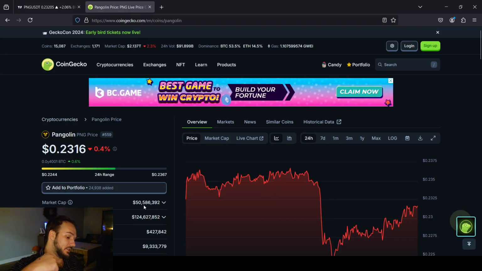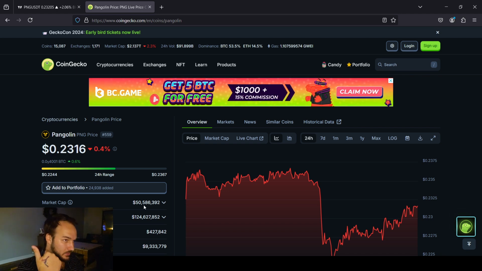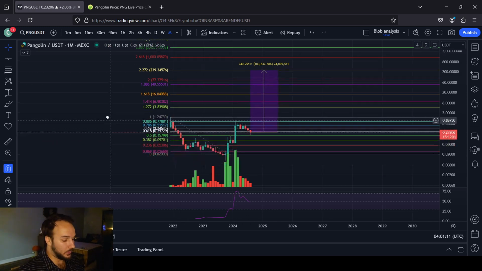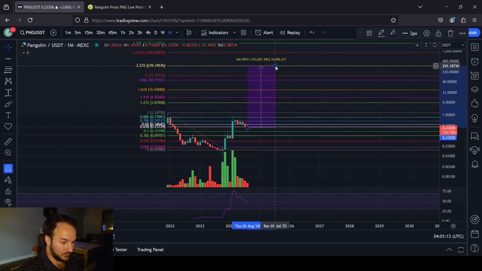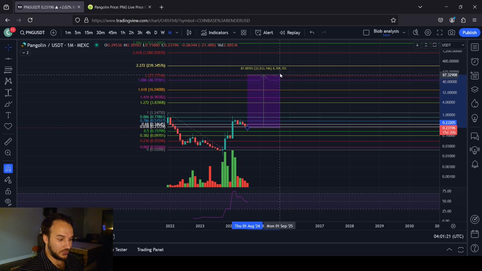A 1000x, just to put it in perspective, right? A 10x is 500 million. 100x is 5 billion. 1000x would be 50 billion. 50.5 billion. I mean, that could happen. It's possible. I don't think it will. I really don't think it will, but it's possible. Certainly a 100x or a multi-100x is possible if a 1000x is possible.